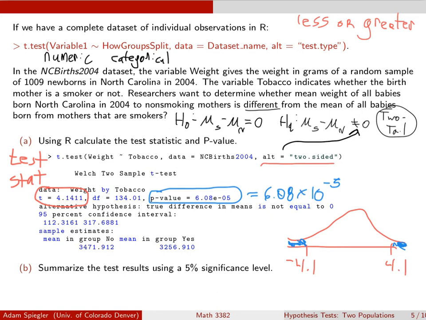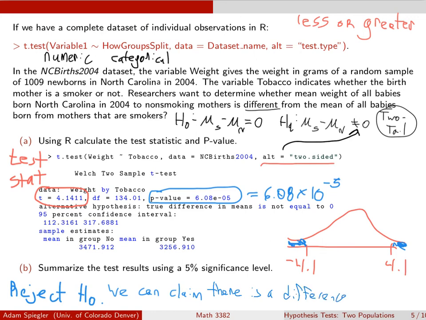And since our p-value is well below the significance level, here we can reject the null hypothesis. This is a statistically significant test, so we reject H0. And in fact, here we have evidence that we can claim there is a difference in these two means. Okay, not that one is bigger or less than the other. That was not our claim in the alternative, but we can claim that there is a difference in the mean weights of newborns born from mothers that did use tobacco versus ones that did not use tobacco.